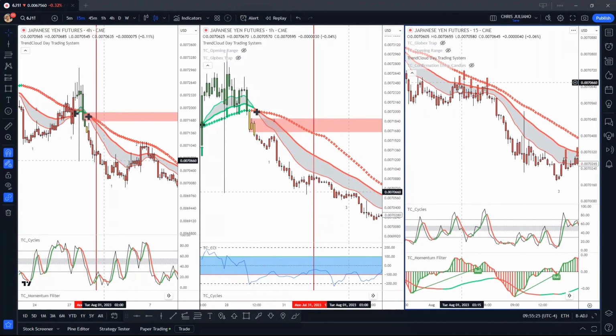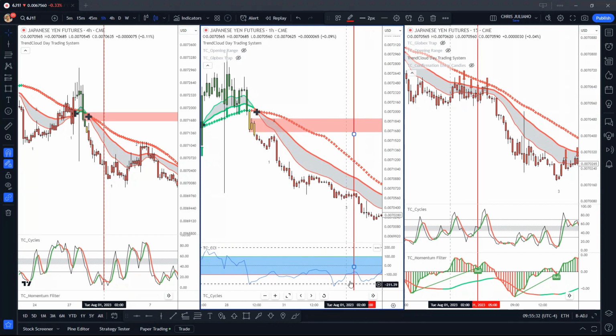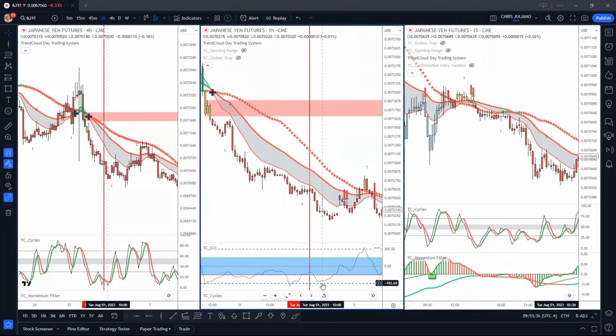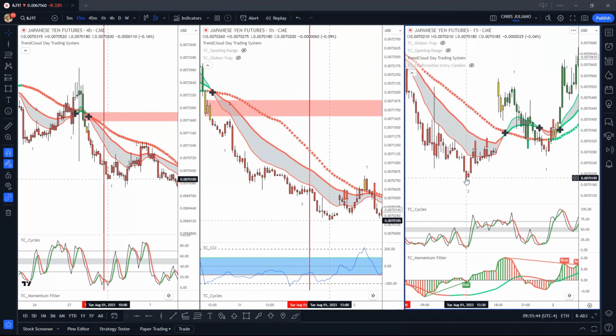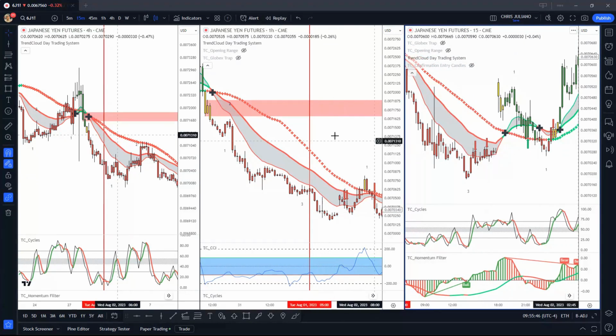Okay, how about here? More confirmation entry signals, pulls back into that blue shaded area, boom, impulse down right here. Big move down. Okay, now what happened here?